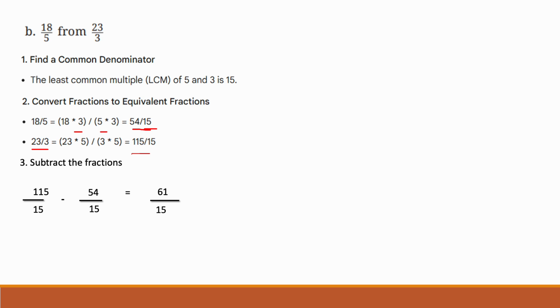Then subtract the fractions. 115 by 15 minus 54 by 15. We will get 61 by 15. We can simplify this 61 by 15 as 4 1 by 15. See, 4 into 15 is 60. Remainder is 1. So, 4 1 by 15.